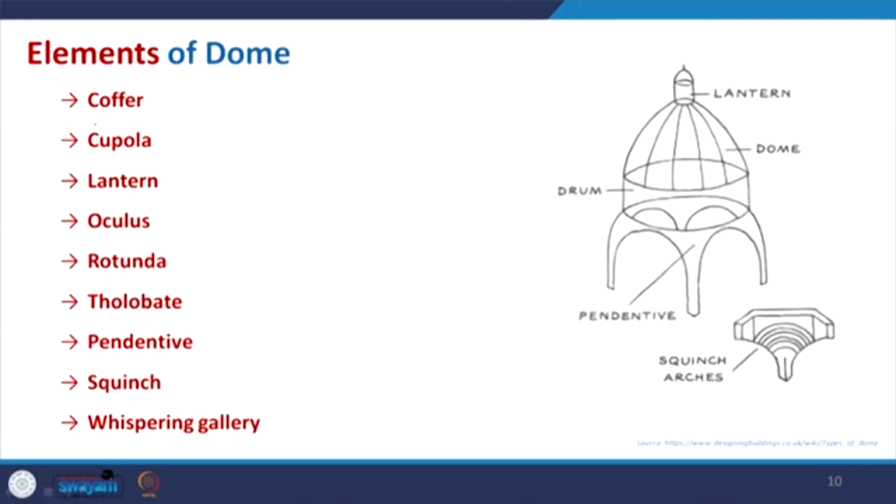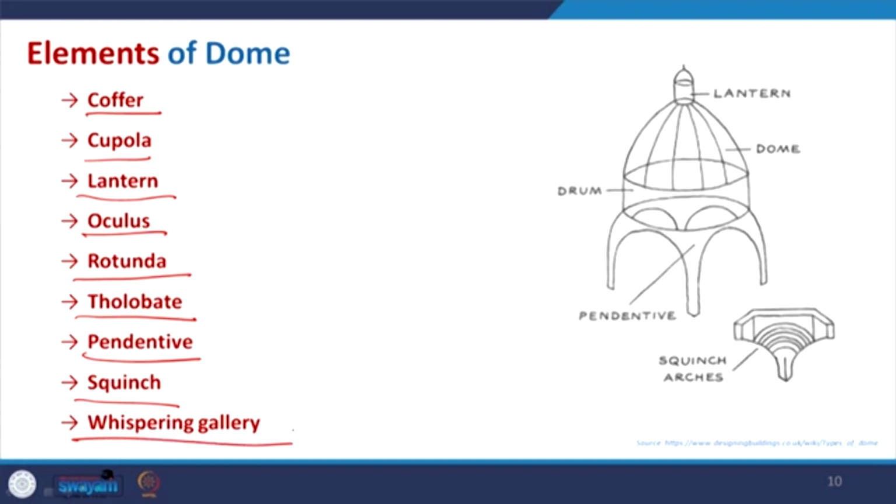Now, coming to the elements of dome. Here you have some information which is a little bit different from the vault component or arch. We have coffer, cupola, lantern, oculus, rotunda, tholobate, pendentive, then squinch and whispering gallery. So, what exactly are they? Though the names are a little bit difficult to remember, I know, looking at the photos we will try to identify what exactly they are, and I am sure we can get an idea of the forms and the names and what exactly they mean.